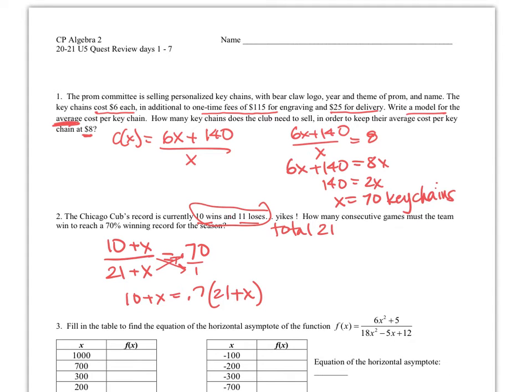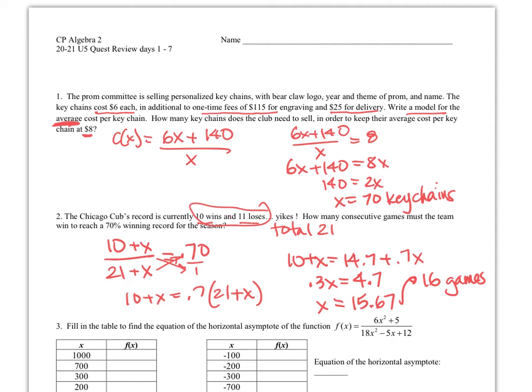If I distribute that 0.7, I'm going to have the 10 plus x equal to 14.7 plus 0.7x. Doing our inverse operations, we can end up with 0.3x there. Moving that 10, subtracting that 10 from both sides, we get 4.7. When I do the dividing of the 0.3, I end up with 15.67. Well, you know, we can't have 15 and 0.67 of a game, so we need to move it up to 16 games.